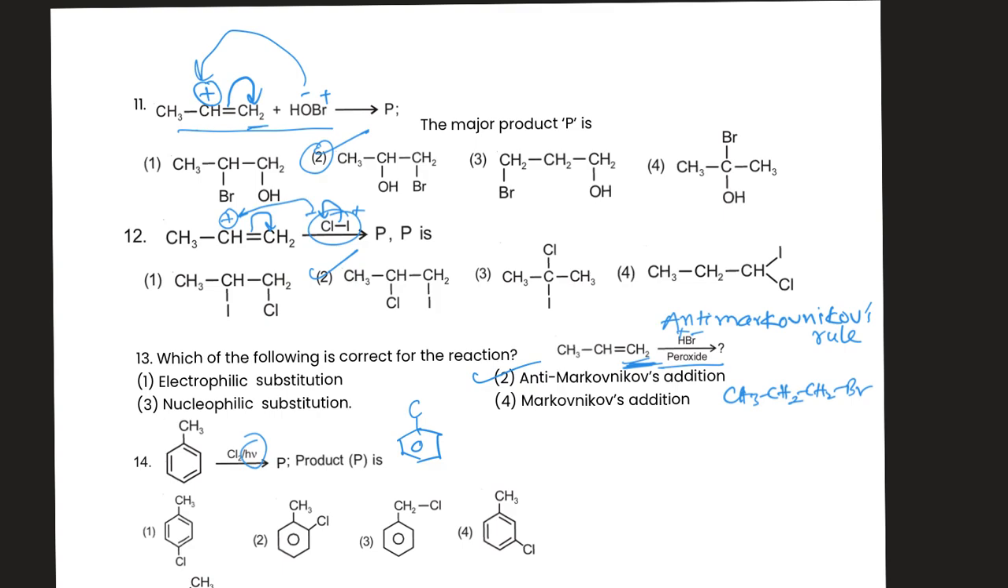In the first option, the chlorine is on the benzene ring, so it is not the correct answer. The second also is on the benzene, not correct. Then the third option is correct: one hydrogen is replaced, therefore CH2Cl. The fourth option is also on the benzene, so it is not correct. That would be called electrophilic substitution, which is not the case. This is a free radical substitution, which is correct. That is the third option.